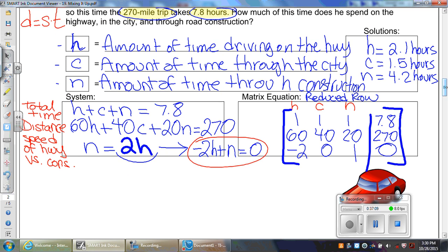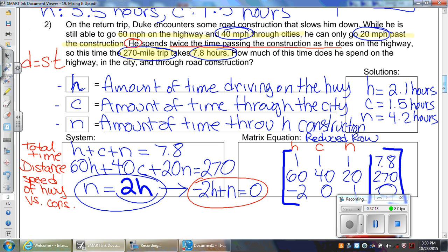Now, remember how I told you that sometimes this doesn't make a lot of sense to me? Because the statement said he spends twice the time passing the construction as he does on the highway. So sometimes I'm inclined to think that it should be H equals 2N.